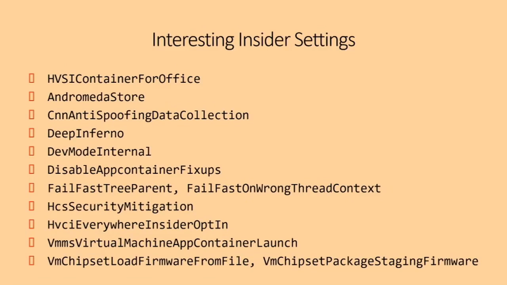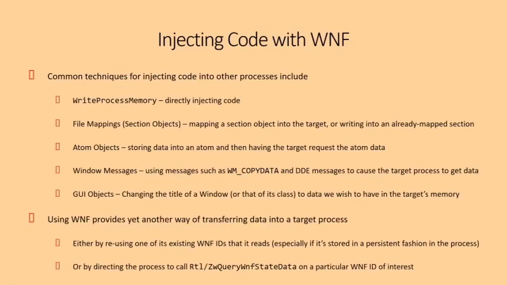He uses WNF to mess around with these things, and there's lots of other things you can mess around with as well. Another thing you can do with WNF that's not by design is code injection. Lots of people love to migrate code from one place to another, and the way they normally do that is by calling WriteProcessMemory, or using file mappings, or Atom objects, or Windows messages, or GUI objects, because these are all Windows APIs where one side can send some data and the other side can receive the data. Well, WNF lets you do that as well.